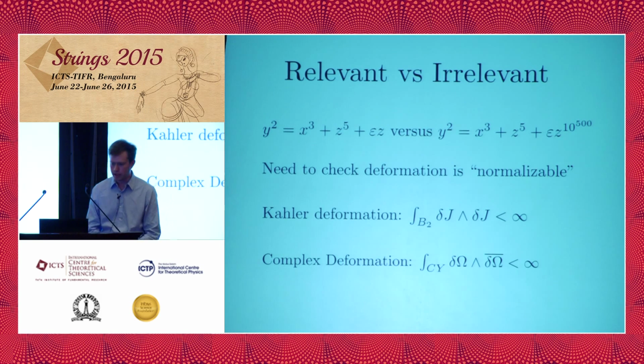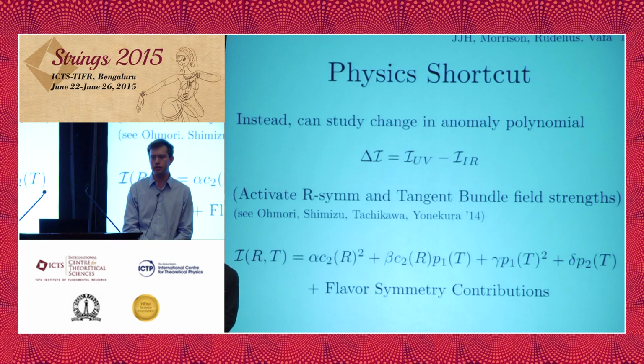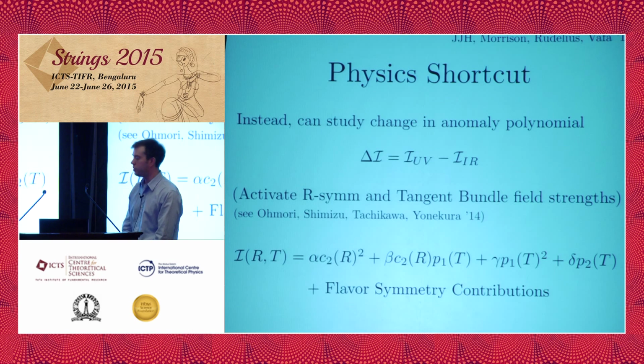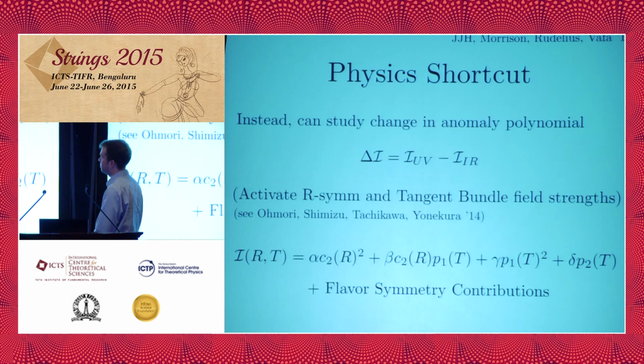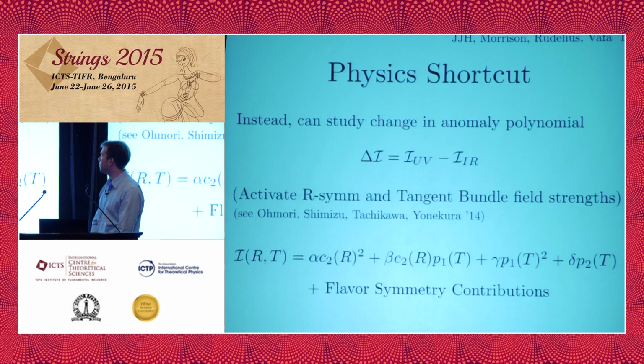So as a physics shortcut, you can calculate an anomaly polynomial associated to these theories. You can take two theories and compare them, and check whether the deformation is actually going to generate a difference. If there is no difference, that's reasonable evidence that you didn't actually do anything. But if there is a difference in the values of the anomaly polynomial, then indeed, okay, there's a discrepancy, and that points to the idea of a flow.